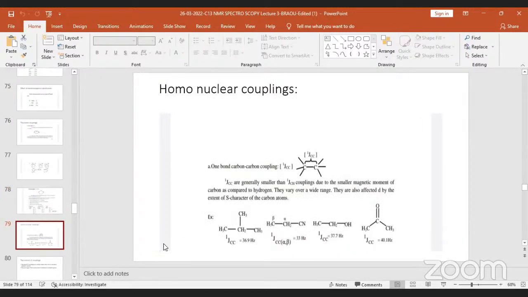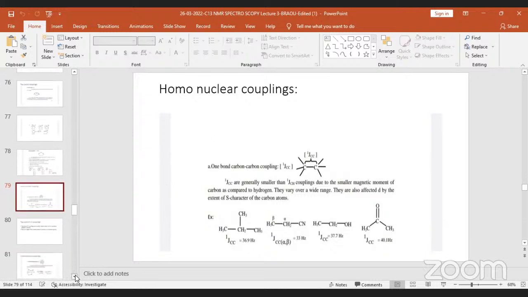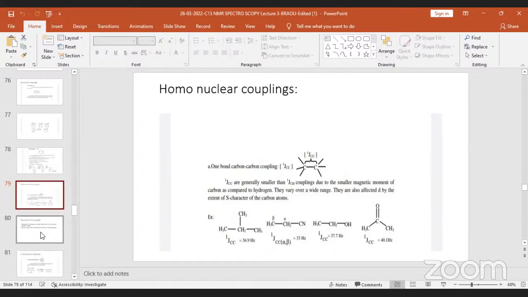Homonuclear couplings. Homonuclear, as I already told you, means the coupling between carbon 13 and carbon 13. The probability of finding two carbon 13s in adjacent positions is very rare unless it is a labeled and enriched compound. Enriched compounds may have two carbons in adjacent positions as C13s. So they can undergo coupling, and here also you can have J1CC, J2CC and J3CC, same as in the case of J1CH, J2CH, J3CH.